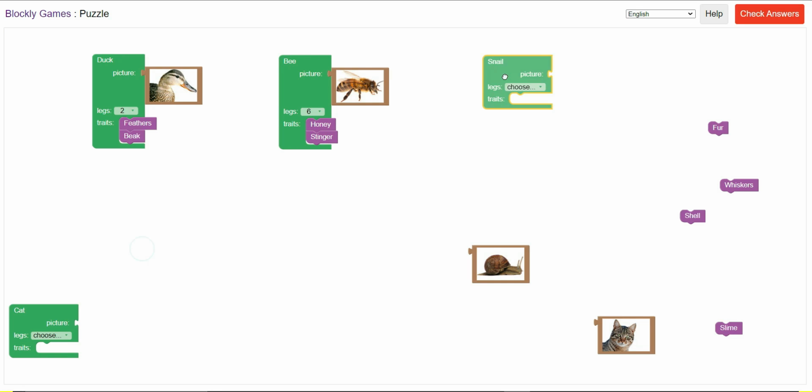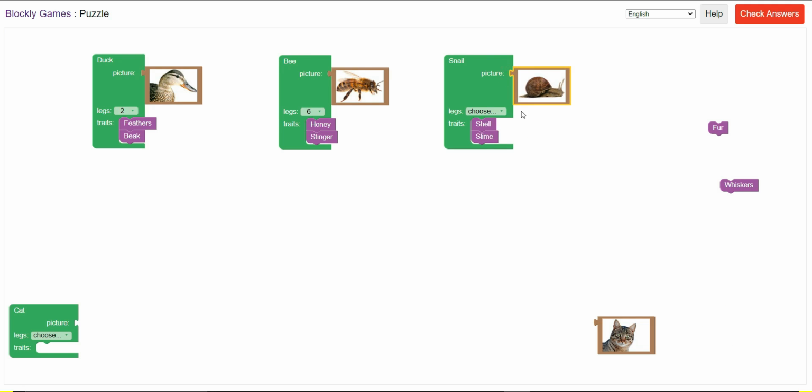And then we're going to do the snail. The snail has a shell, and it produces slime. And then we're going to put the picture, and it has 0 legs.